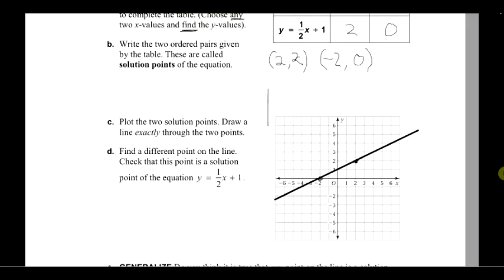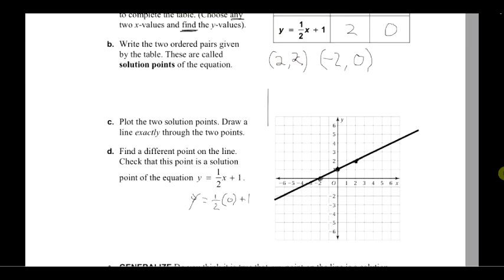Now it says find a different point on the line and check that this point is a solution to the equation y = 1/2 x + 1. So we're going to choose a random point here. Hey, what if we choose, this is an easy one, 1. Right here, we go over 0 and up 1. Now if we plug those values into our equation, x is over 0, so that's 0. So we have 1/2 times 0 plus 1.